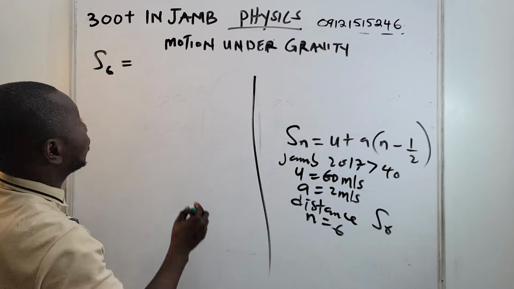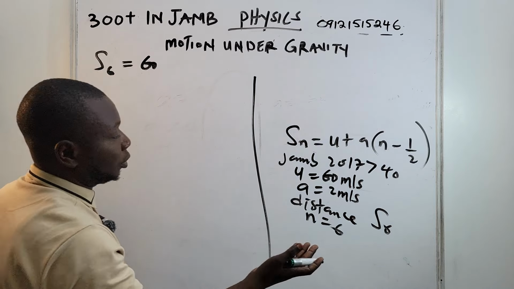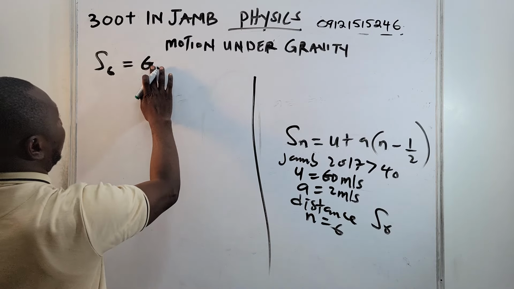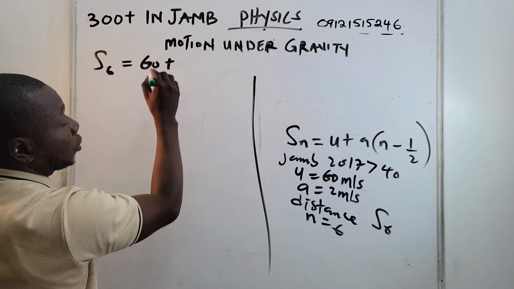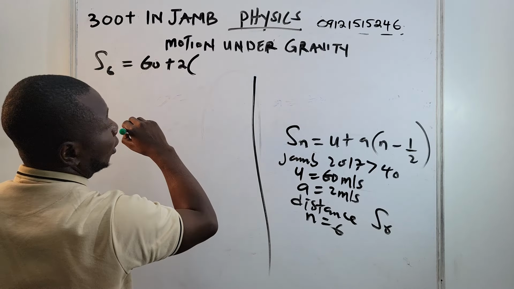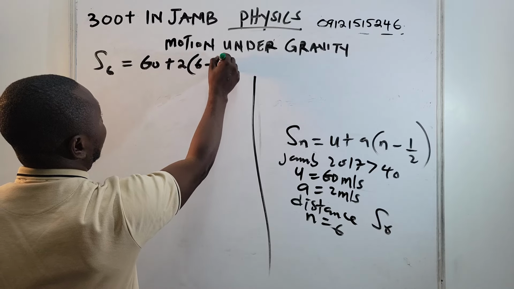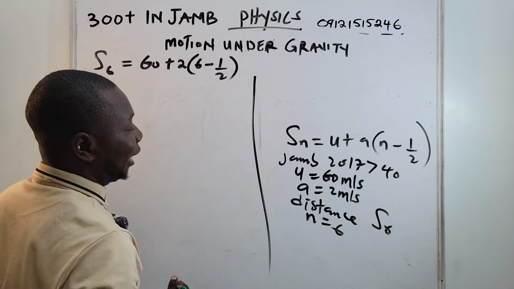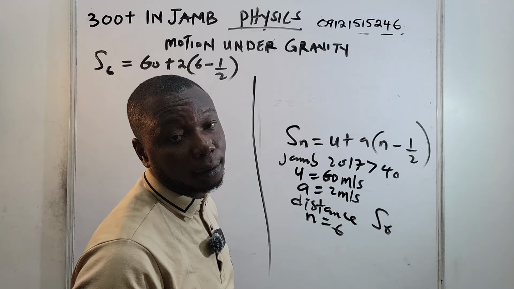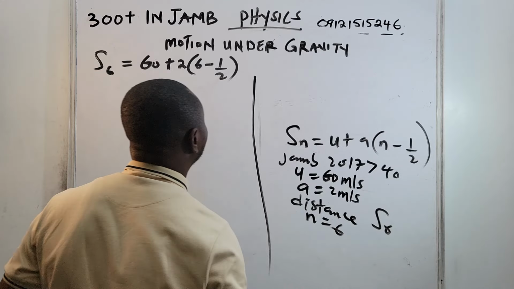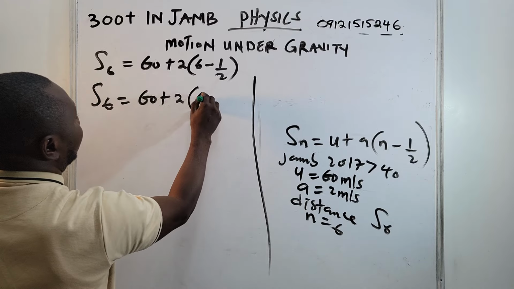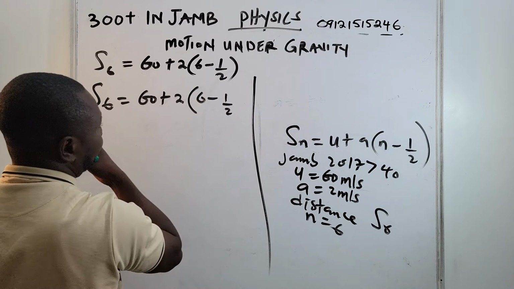The velocity given was 60. In some other questions, they may not use 60. The value might change to 120 or 80. It's still the same approach. So 60 plus the acceleration, which is 2, times n minus 1 over 2, that is 6 minus 1 over 2. If they say in the 9th second, n will be 9. In the 12th second, n will be 12. 30th second, n will be 30. Same approach.